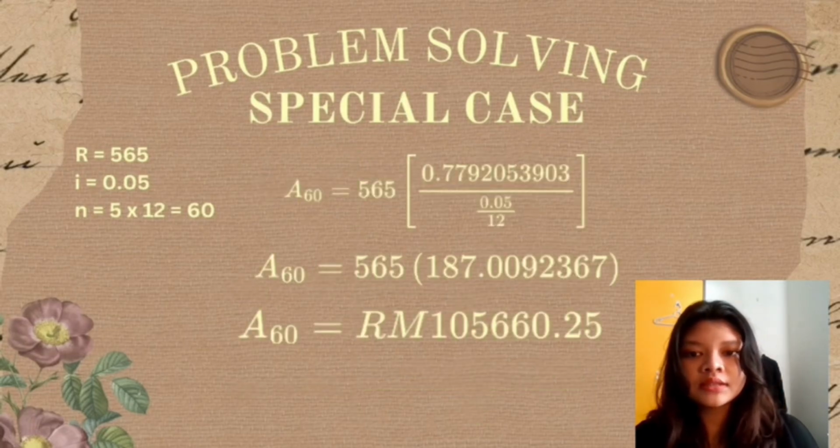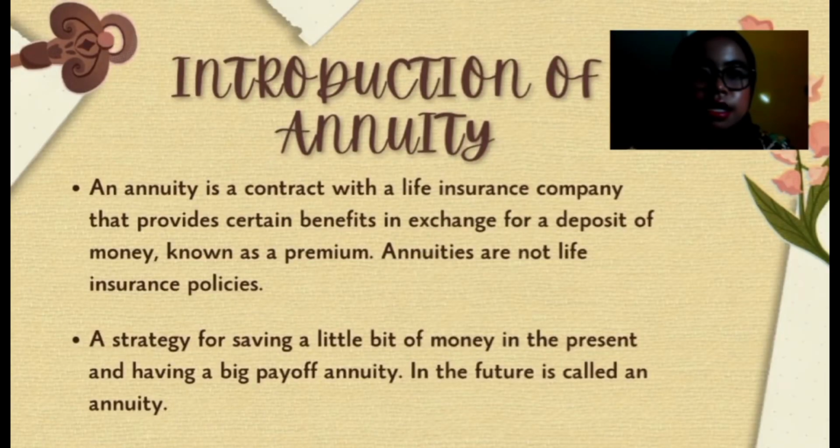An annuity is a contract with a life insurance company that provides certain benefits in exchange for a deposit of money, known as a premium. Annuities are not life insurance policies. Next, a strategy for saving a little bit of money in the present and having a big payoff in the future is called an annuity. Annuity is also known as a series of equal payments made at equal intervals of time. Second point is equal payments are deposited or paid periodically over time.